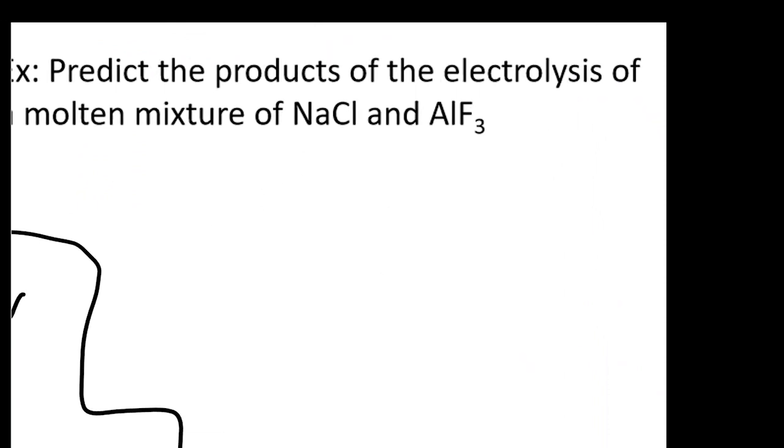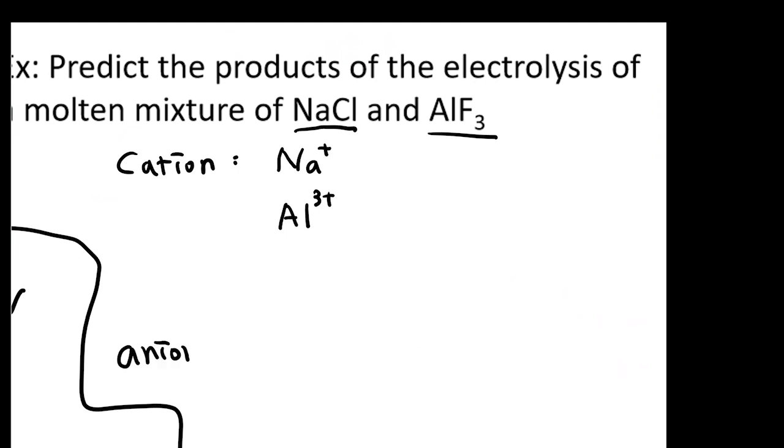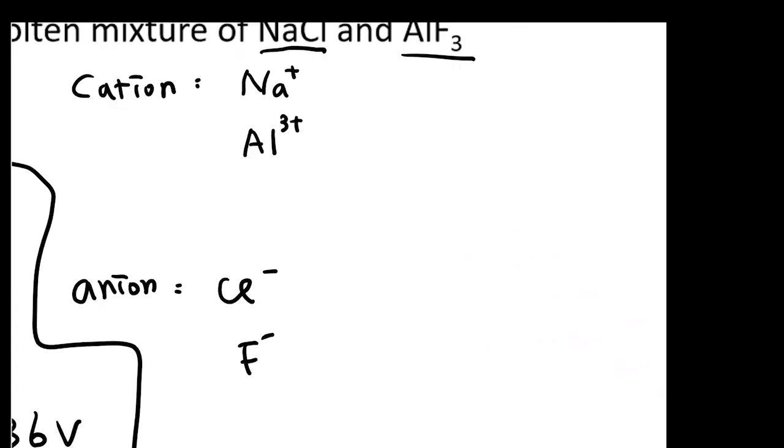Predict the product of electrolysis of a molten mixture of sodium chloride and aluminum fluoride. What are the cations in this molten salt solution? We can see that in the first one you have sodium plus, and in the second one you have aluminum 3 plus. And for your anions, you should see that you have Cl minus and F minus. So once you see this, you need to find out the corresponding reduction potentials and the corresponding oxidation potentials.